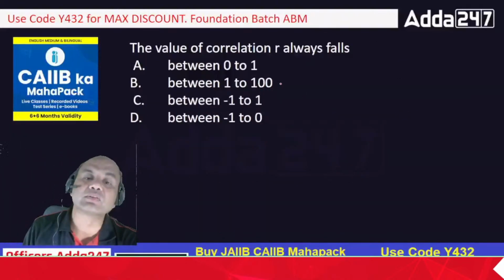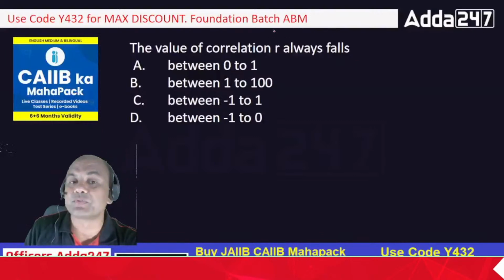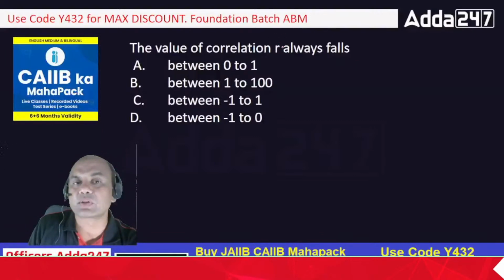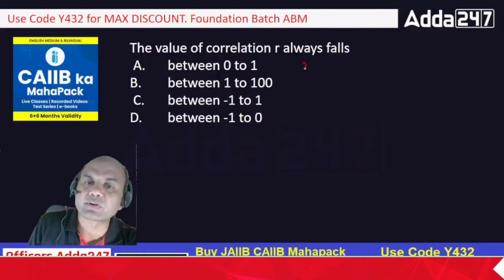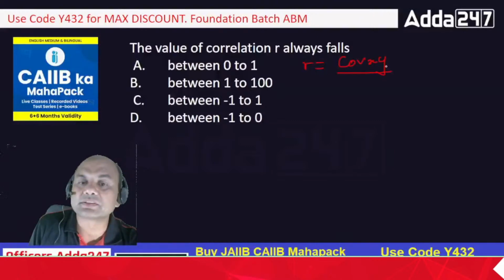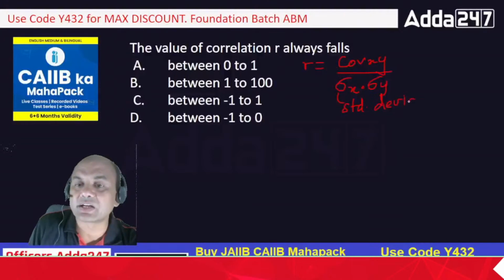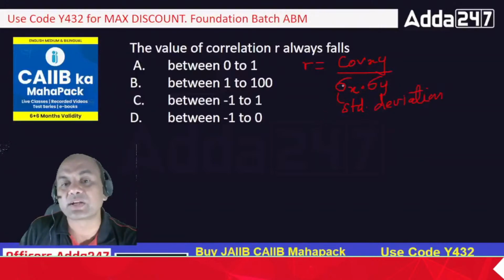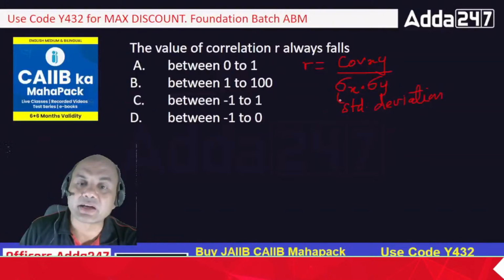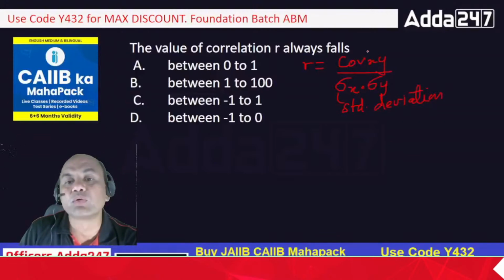The value of correlation always falls between... Correlation means R, the coefficient of correlation. How to find this? The formula for R is: R equals covariance of xy upon standard deviation of x, written as psi x, into psi y, the standard deviation of y. Just now I told you this word, standard deviation: add the deviations and divide by the number of elements, and you get standard deviation. So R is covariance of xy upon standard deviation of x into standard deviation of y.